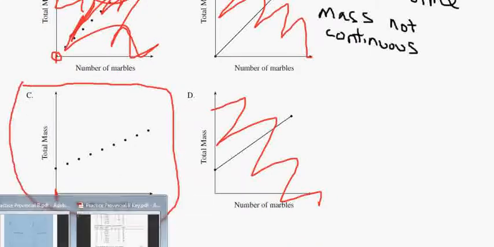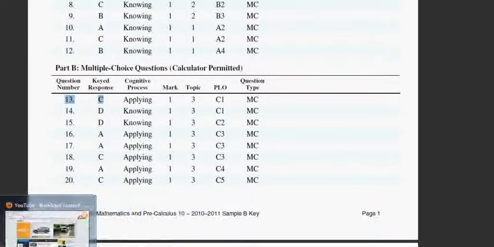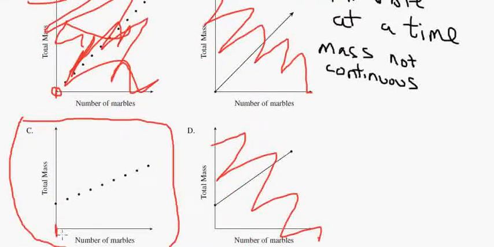And we can check. For number 13, the answer is C. And again, that's because we're dealing with the mass of the jar and the marbles. And at 0 marbles, the jar still has some mass.